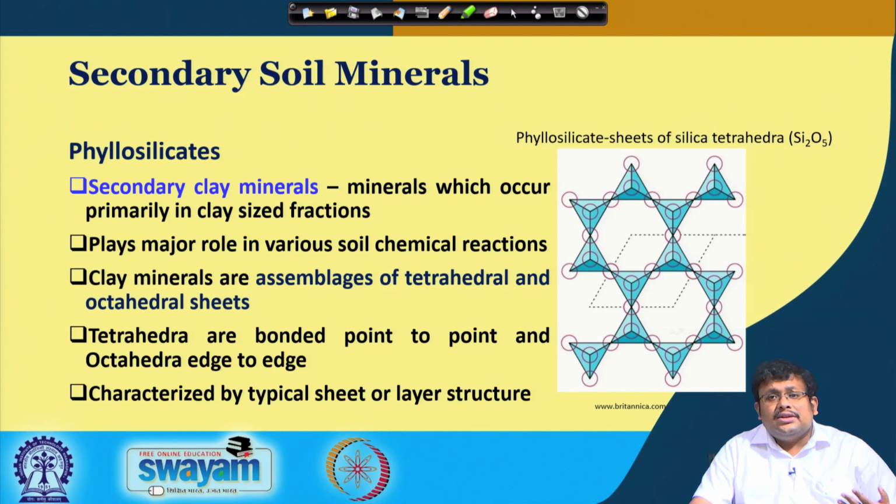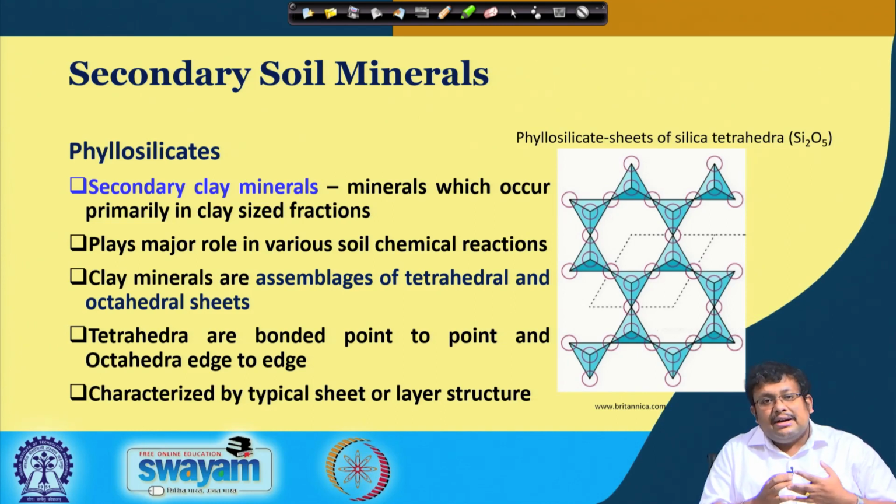Phyllosilicates, as you know, the secondary clay minerals, or simply the clay minerals, are the best example of phyllosilicates, which occur primarily in the clay size fraction. Why are they called clay minerals? Because they occur in the clay size fraction and they play a major role in various soil chemical reactions.